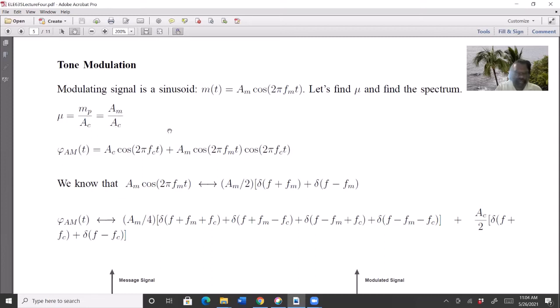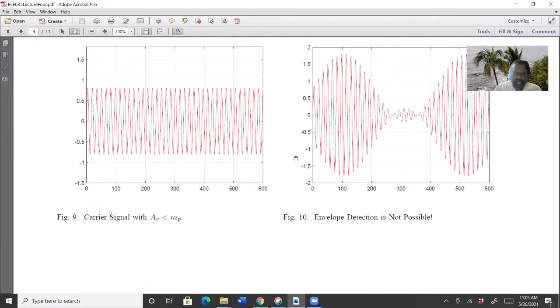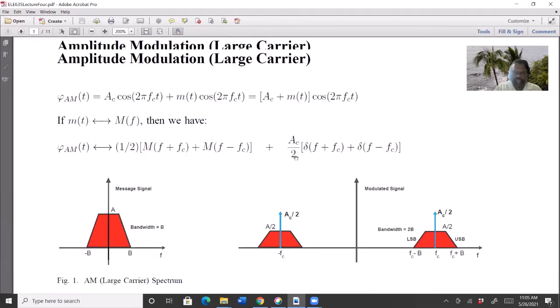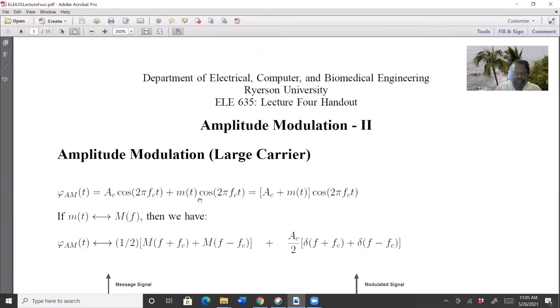A sub M over A sub C, and then the AM large carrier signal is A sub C cos 2 pi f sub c t, the carrier, plus, as you guys know, take the message signal and multiply by the cosine waveform. Very simple. That is m of t times the cosine at the carrier frequency.